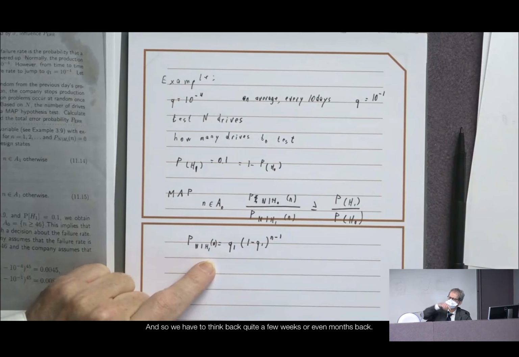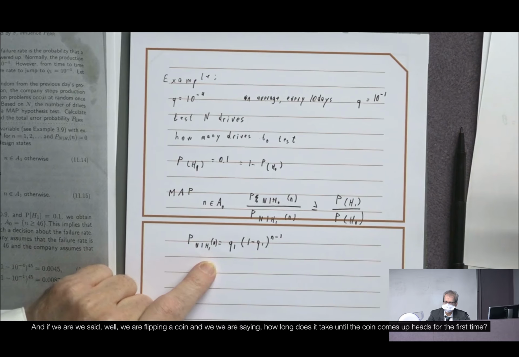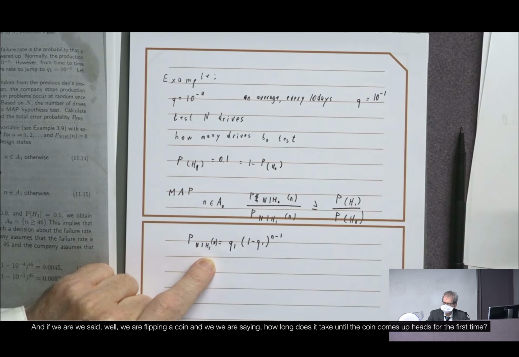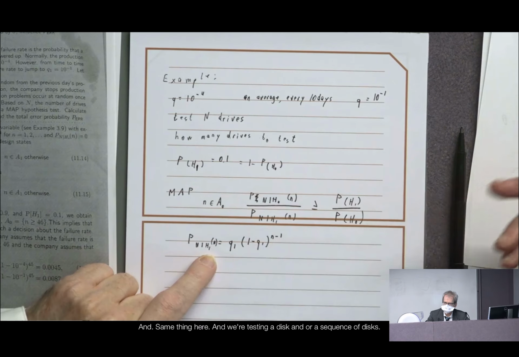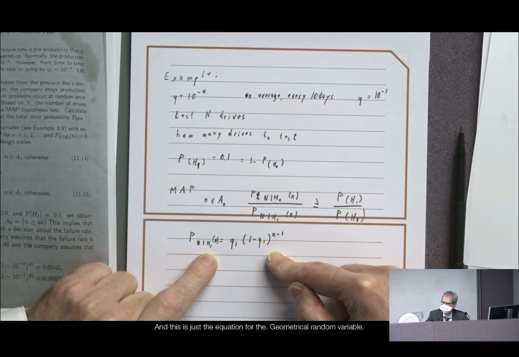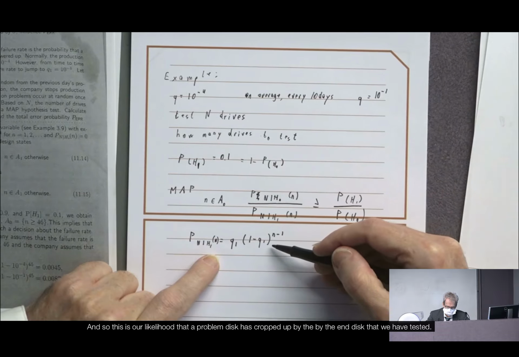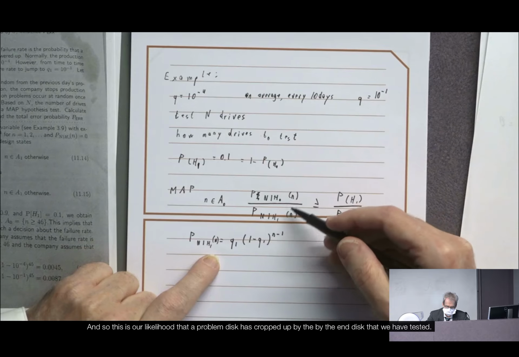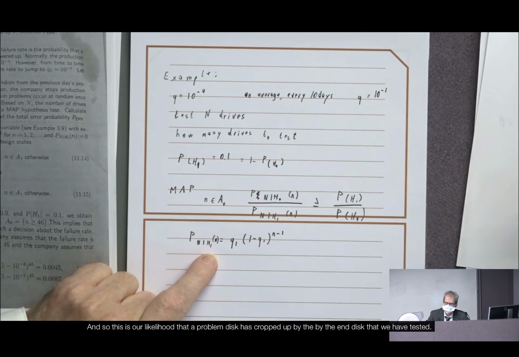And so we have to think back quite a few weeks or even a month back, and we said, well, we're flipping a coin, and we're saying, how long does it take until the coin comes up heads for the first time? Right? Same thing here, and we're testing a disk or a sequence of disks, and we're saying, how long does it take until a disk is faulty for the first time? Completely equivalent mathematically. It's a geometric random variable, and this is just the equation for the geometric random variable. And so this is our likelihood that a problem disk has cropped up by the nth disk that we have tested.